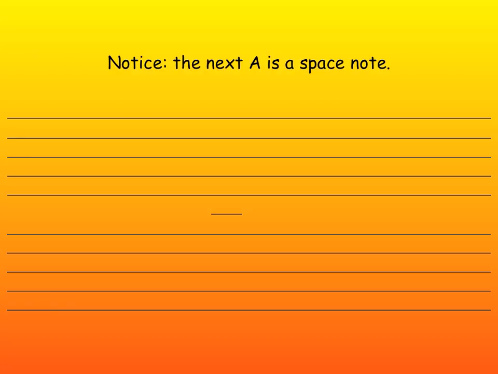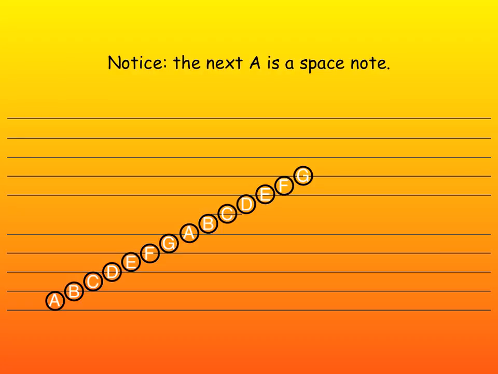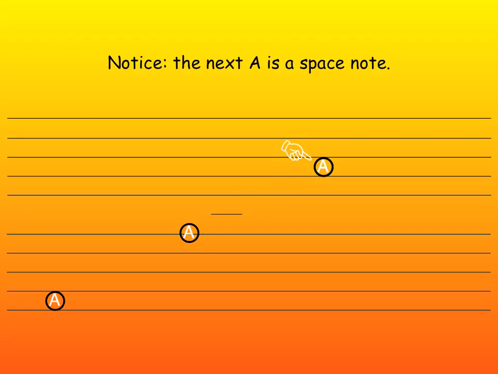Notice the next A is a space note. Here comes the top A. Yep. So the bottom A is a space note. The next A is a line note, and then the one that's highest in this picture is a space note again. Space, line, space, and they're all A's.